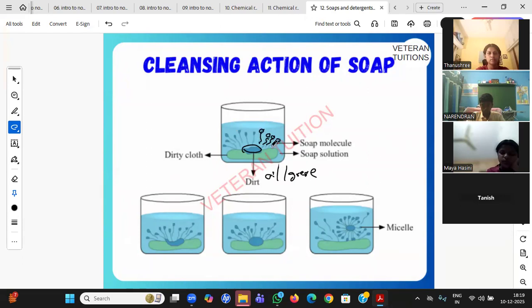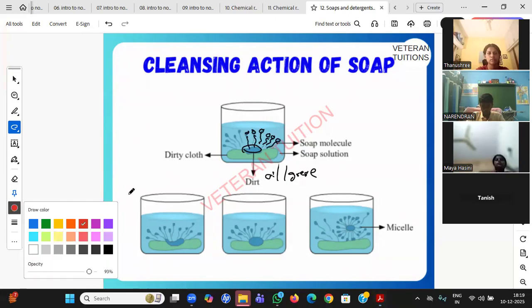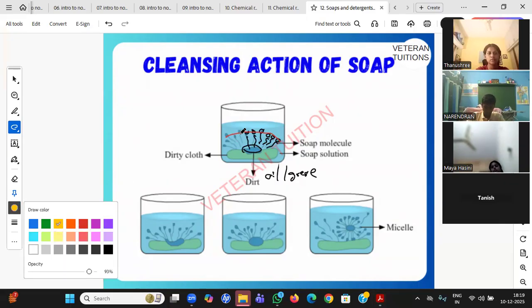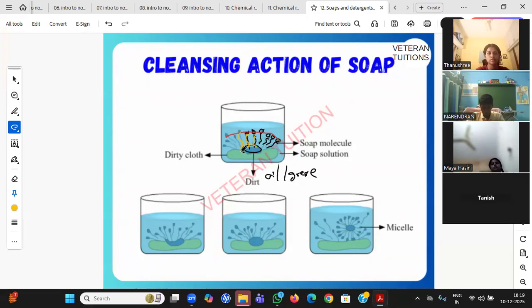But you know, all the heads love water. They are all attaching with water like this. But tails hate water. So the tails are going and attaching to the dirt. In the micelle formation, all the tails are attaching to the dirt, and all the heads are attaching to the water.